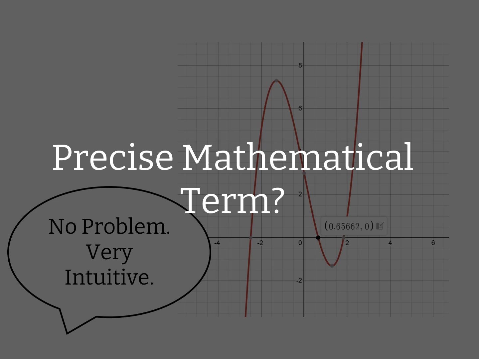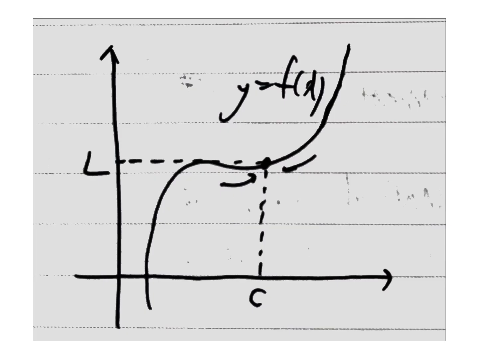It's not too difficult. We just need to translate the ideas of "as x gets closer" and "f(x) gets closer to L" into precise mathematical terms. So what does "get arbitrarily close" mean in mathematics? Let's say we have our reference point c. Then we pick some arbitrary point x.